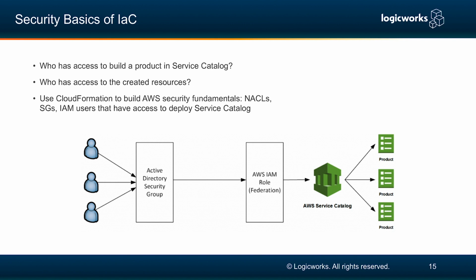So let's circle back to our security basics of IaC: who has access to build a product in Service Catalog. That's all dependent on your IAM users that you declare through policies within the console. Who has access to the created resources is also dependent upon the IAM roles and the IAM policies that you associate with the users. And it's important to understand that the practice of least privilege should always be monitored and administered when creating these particular policies.